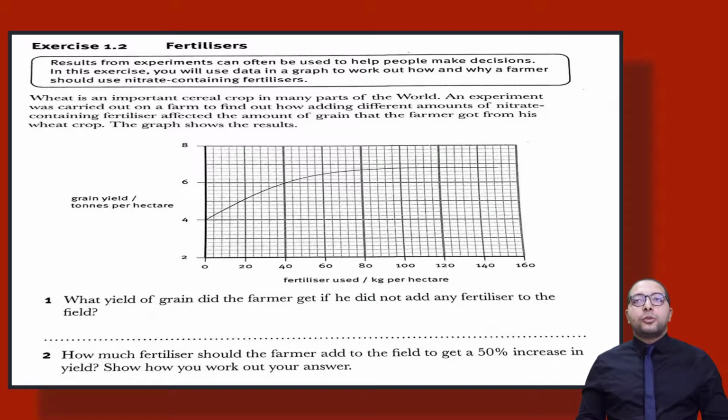Next, we're going to take the workbook questions. We're going to start with exercise 1.2, which is fertilizers. I want you to take 2 minutes to figure out the answers for this question, and then we're going to revise the answers together.